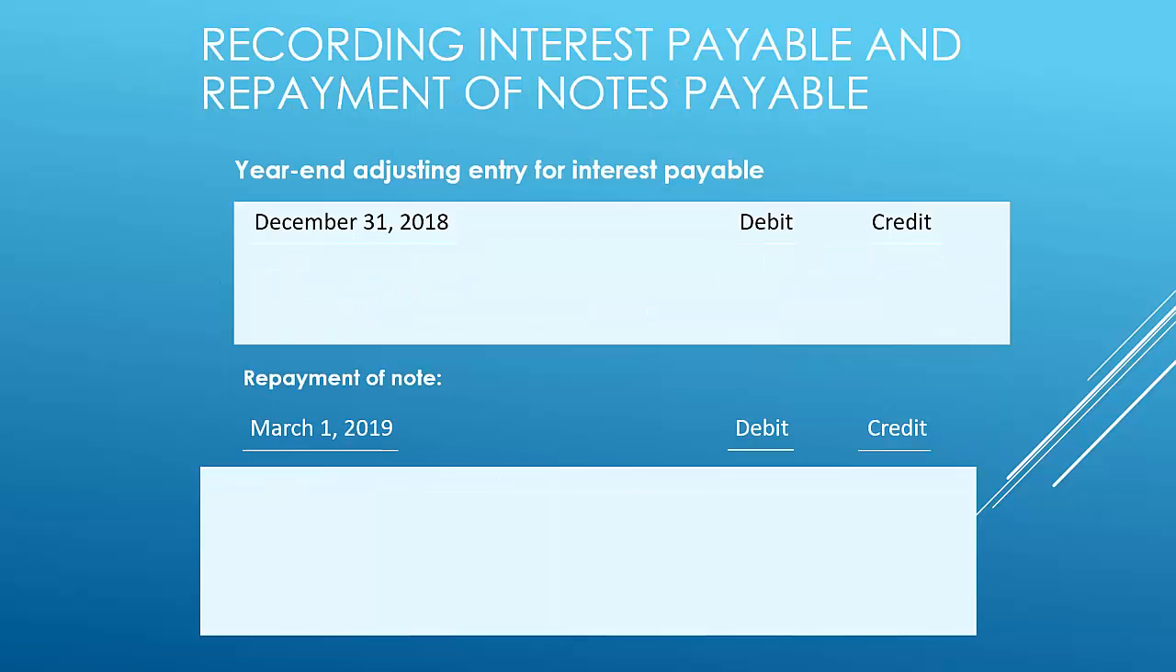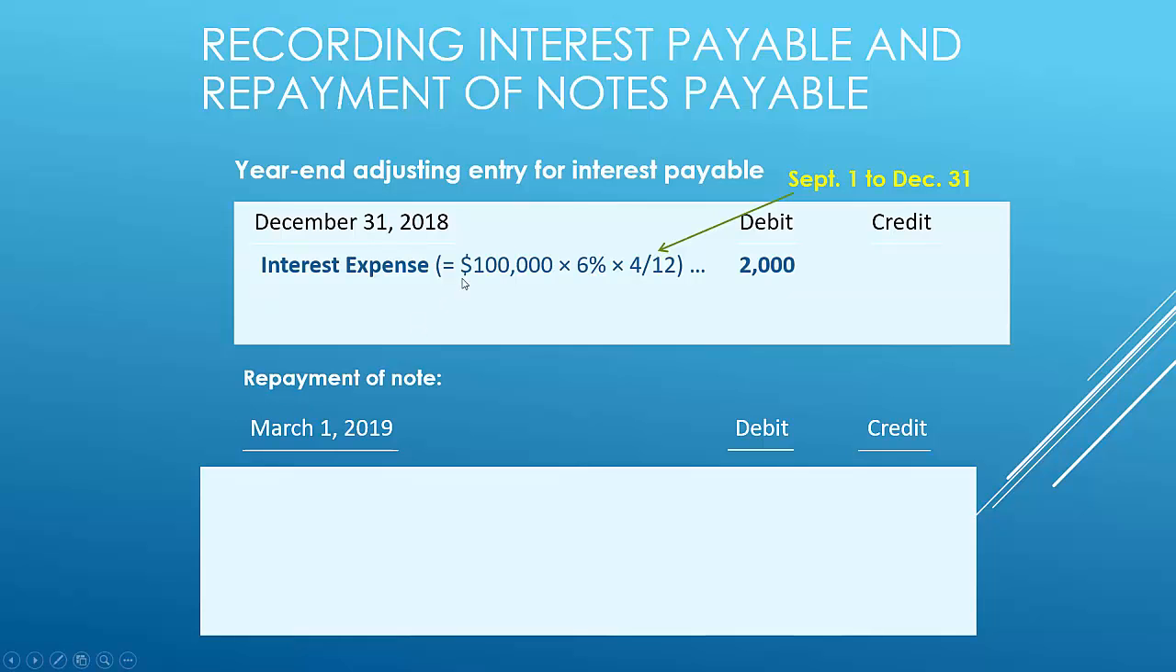So remember, the note was taken out on September 1st. So on December 31st, Southwest Airlines knows that they've incurred some interest, even if they're not paying Bank of America for that interest at the moment, but they have accrued some interest expense. So how do we know how much interest expense? Well, we take the amount that we borrowed, the $100,000, times the annual interest rate of 6%, and then we multiply it times 4/12 of the year.